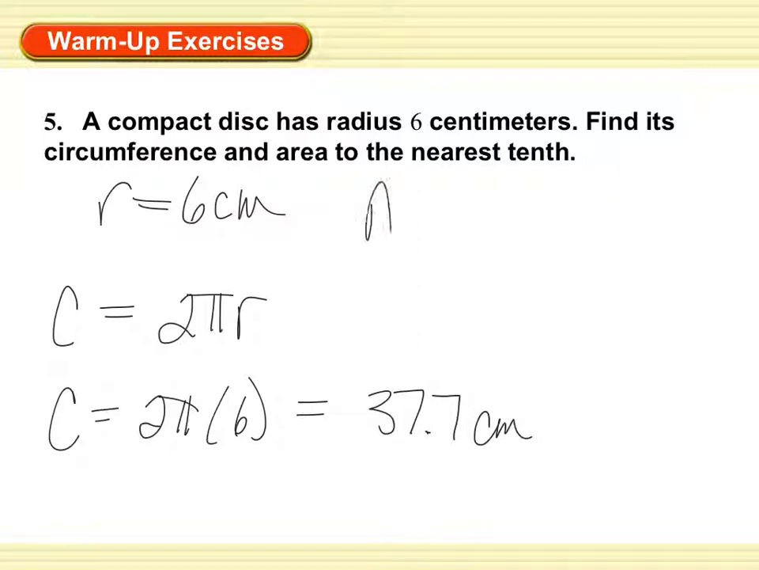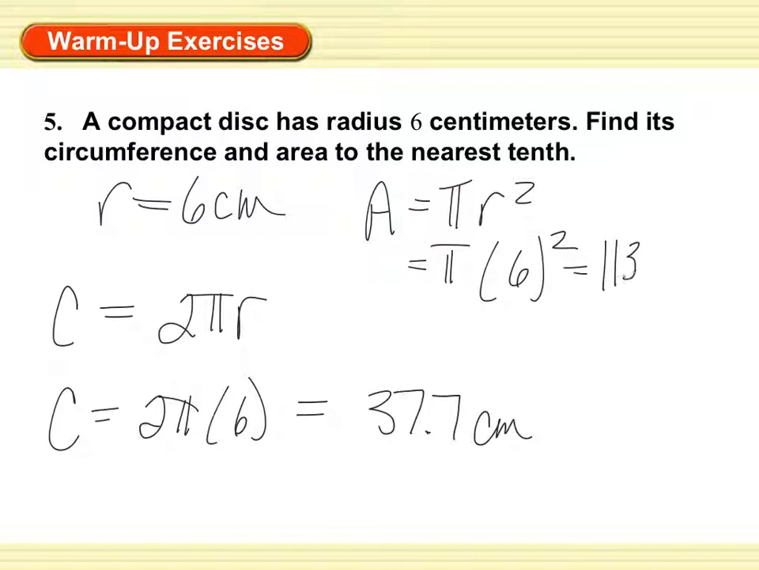Okay, area is pi r squared. So I have pi times 6 squared. The calculator I'm using here at home doesn't have a pi button, so we might be a little bit off. I used 3.14. To the nearest tenth, I got 113.0 centimeters squared. Yours might be a little bit different. Like I said, I don't have a pi button on my calculator, so I'm just using 3.14.